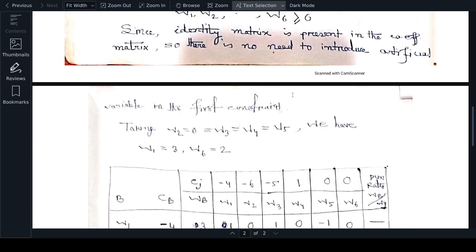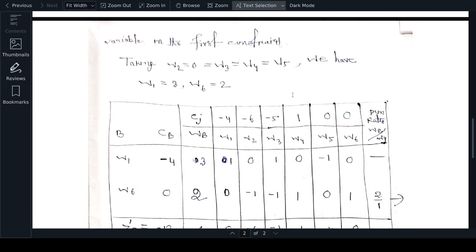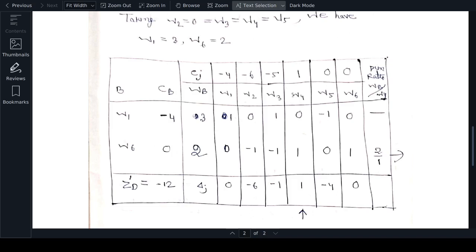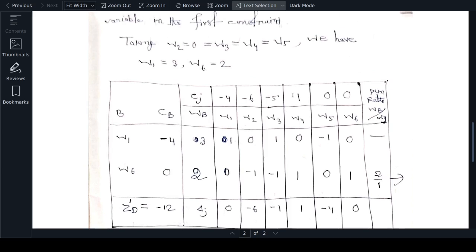So, in the first table, we make it this way: B, C_B, and W_B. B will be W1 to W6, C_B will be -4, 0, and W_B is W1, W2, W3, W4, W6 like this. Next, you put all the coefficients of W1, W2, W3, W4 and W6, right? Next, you find delta J.